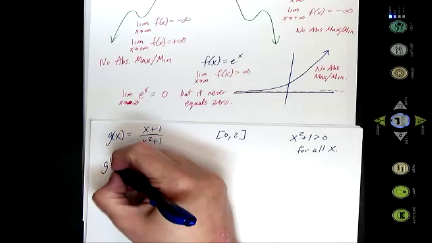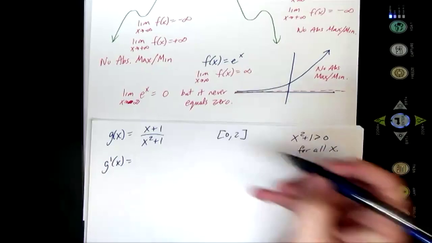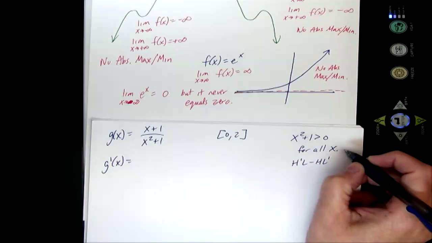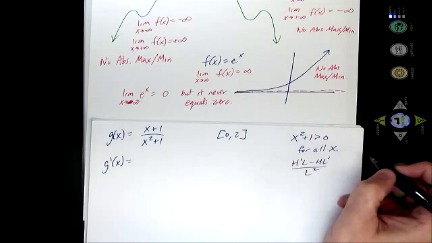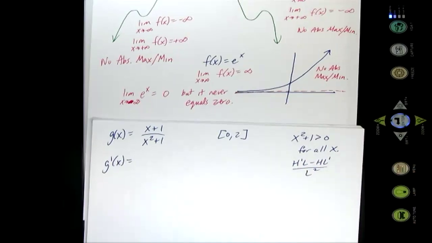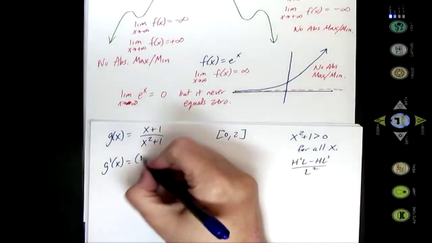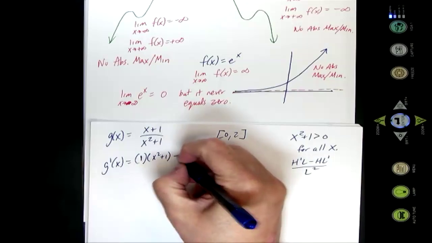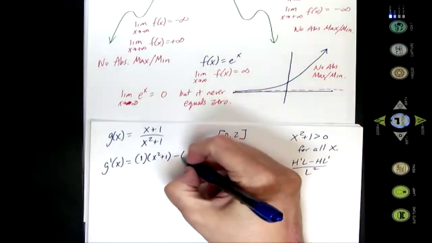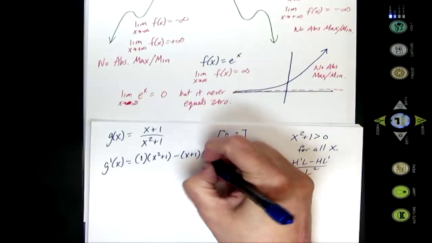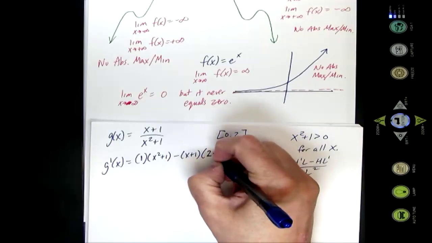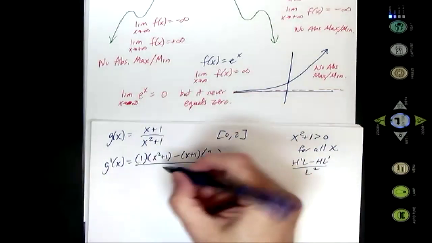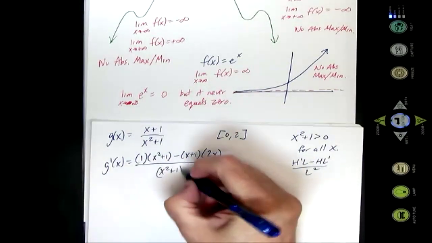So what is g prime of x? We have high prime low minus high low prime, over low squared. High prime is 1 over low, minus high, which is x plus 1, over derivative of the bottom, which is 2x, all over x squared plus 1 squared.